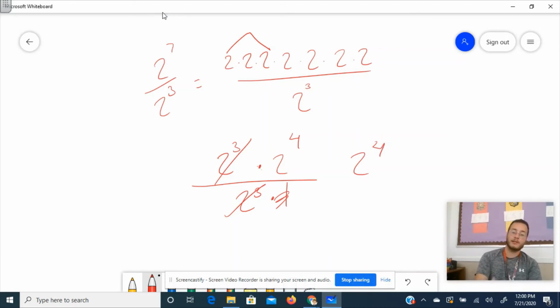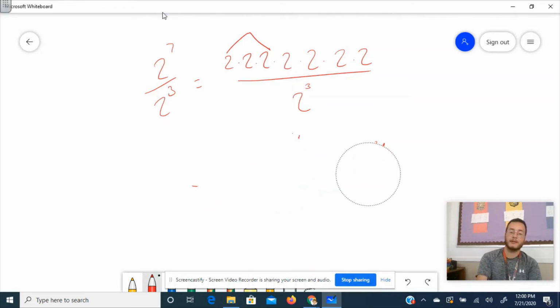Or if I wanted to take this original fraction back here, and let's expand that 2 to the third, 2 times 2 times 2, I can just cancel it one by one. I have a 2 up here, so I can cancel a 2. I have a 2, I can cancel a 2. I have a 2, and I can cancel this 2.